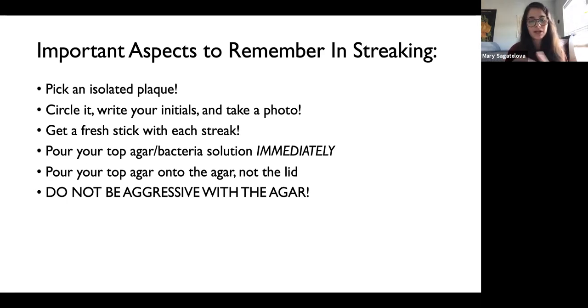You're going to pour your top agar bacteria solution immediately. I'm still seeing some people lingering with that. Immediately plate it. You're going to be pouring that solution onto the agar, the top agar, not the lid. And again, don't be aggressive with that agar. Be very gentle. These are microorganisms. Even if you think you're not being hard enough to get them on there, I promise you are.